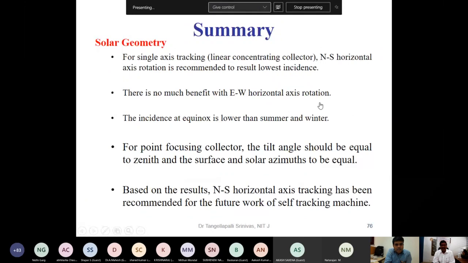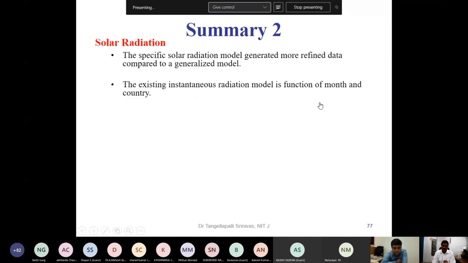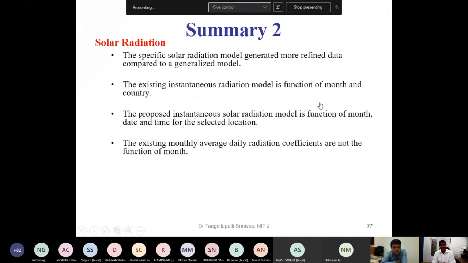Thank you. Let me conclude with the advantages of the study of solar geometry. The first point is we can select the best method of solar tracking system, whether periodic, seasonal, daily, continuous or intermittent, whatever the case may be, and single axis or double axis. As per the application, we can select the best method. And we can predict a refined model of solar radiation using solar geometry.